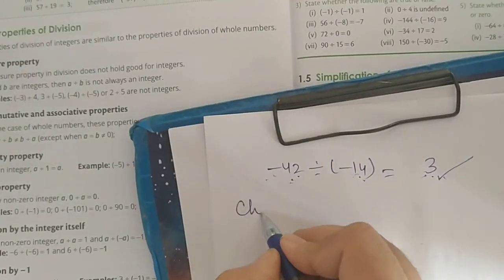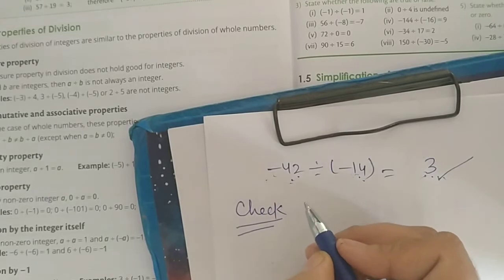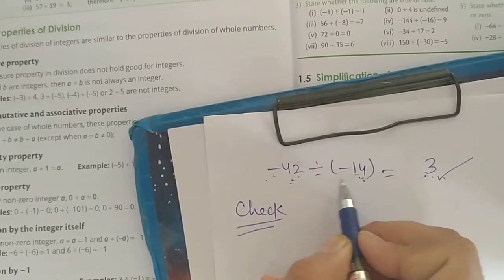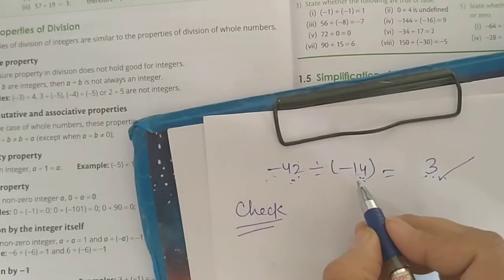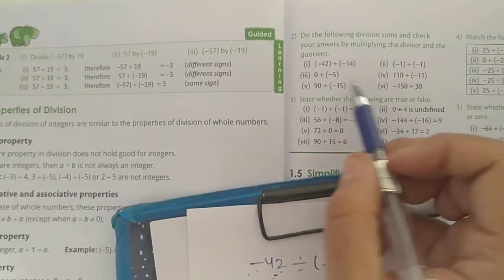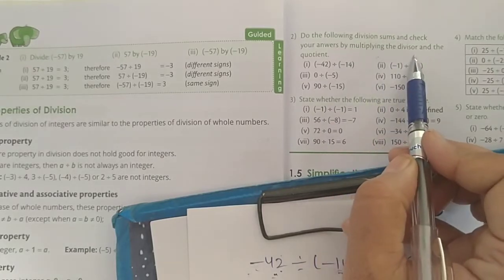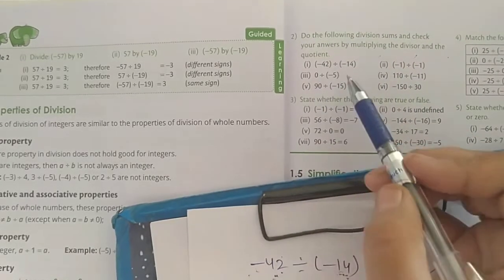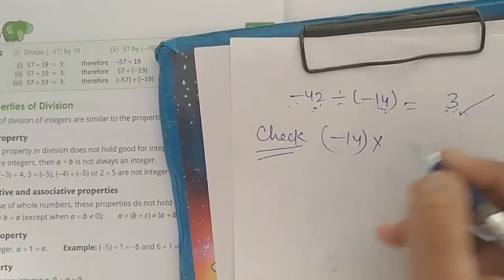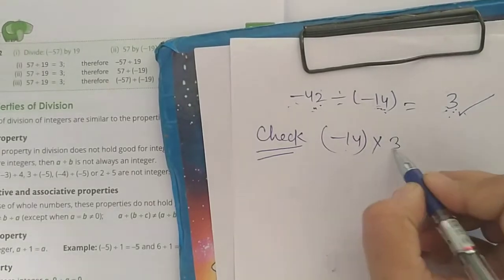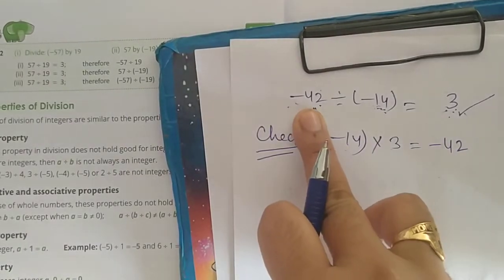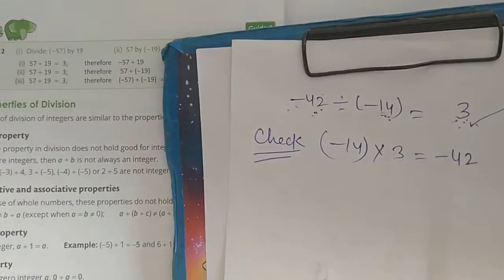Now we will check. How will we check the answer? This is the divisor and this is the dividend. So you will multiply the divisor with the quotient. It is also written in your book: check your answer by multiplying the divisor and the quotient. So here the divisor is minus 14 and the quotient is 3. When you multiply, automatically its answer will be equal to the dividend, that is minus 42. I think this concept is clear.